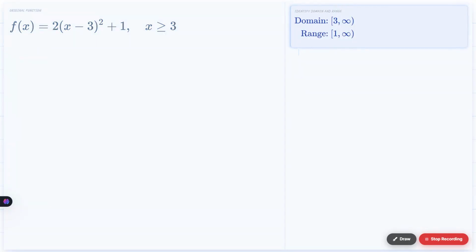We identify the domain and the range. We do this to know which numbers we can use and what answers we will get. The domain starts at 3 and the range starts at 1.